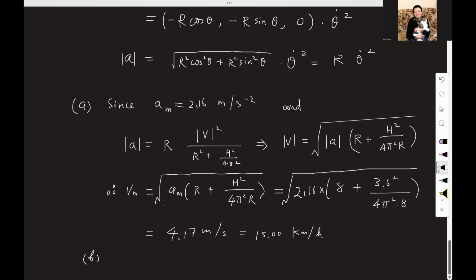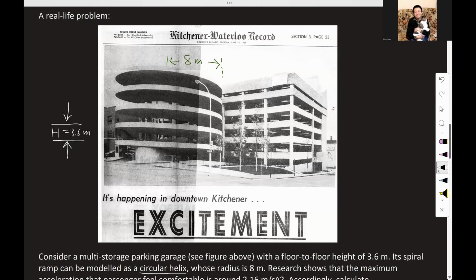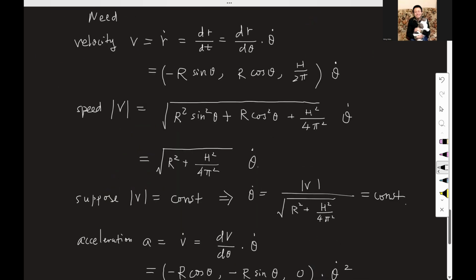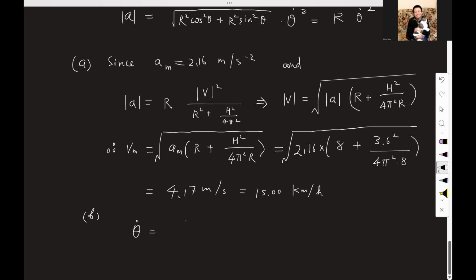Next, the time it takes to drive from the bottom floor to the top floor. One method is to calculate the arc length of the helix and divide that by the speed. But here we also have another method, because we know theta dot. Theta dot can be solved as the square root of a length over r. Remember, theta dot is just d theta over dt. And as a result, theta is equal to theta dot times t because of uniform speed.